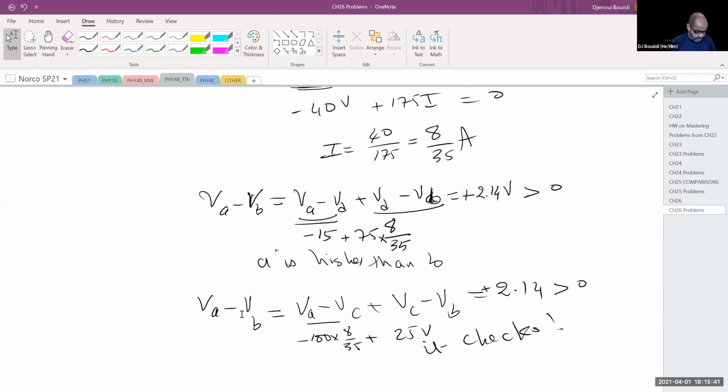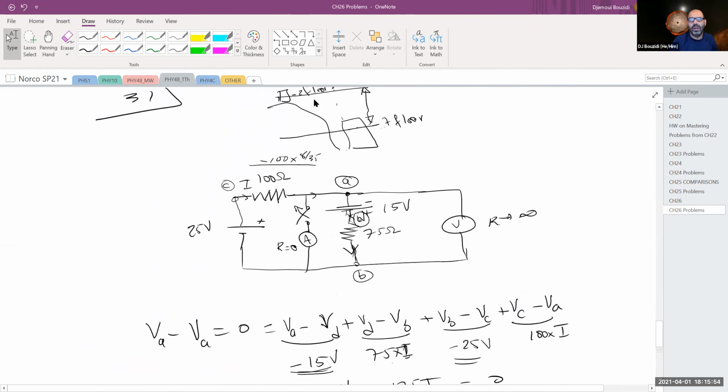Very good, very good. So now with S closed, find the reading of the voltmeter and the ammeter. Which way, up or down, does the current flow through the switch? Now we have a different situation. Okay, so let me draw this thing now. Basically the switch is closed now.